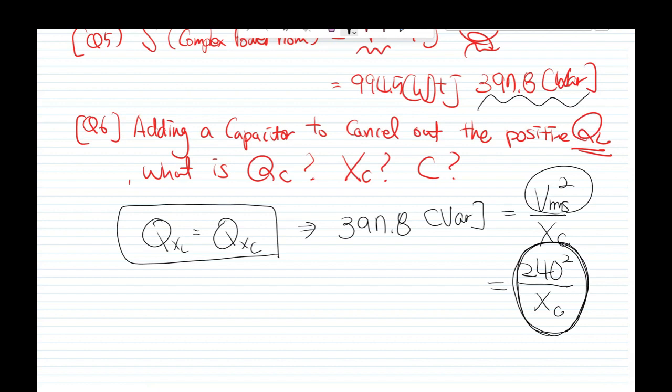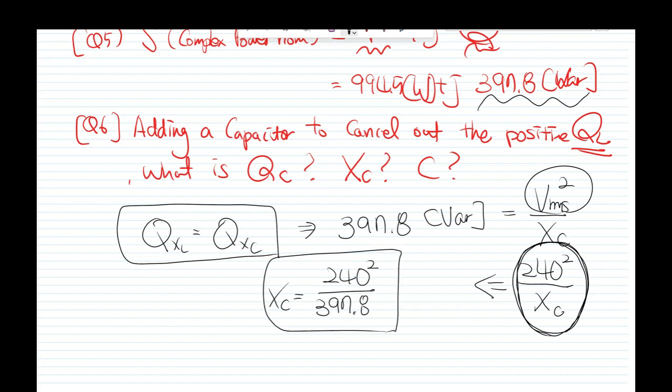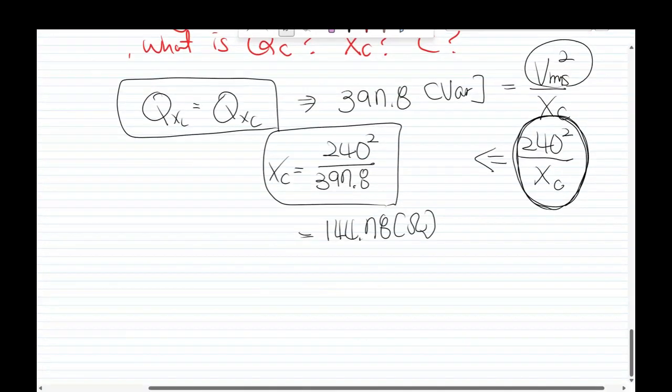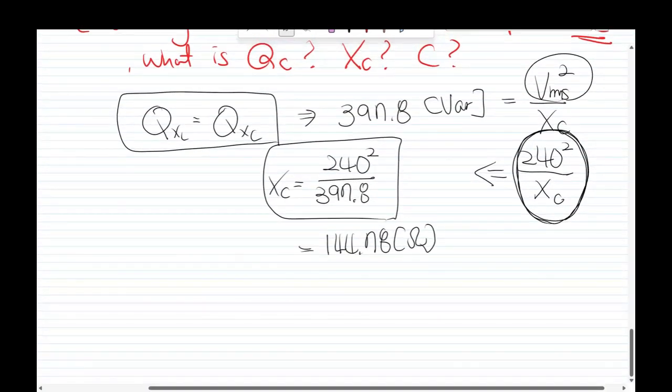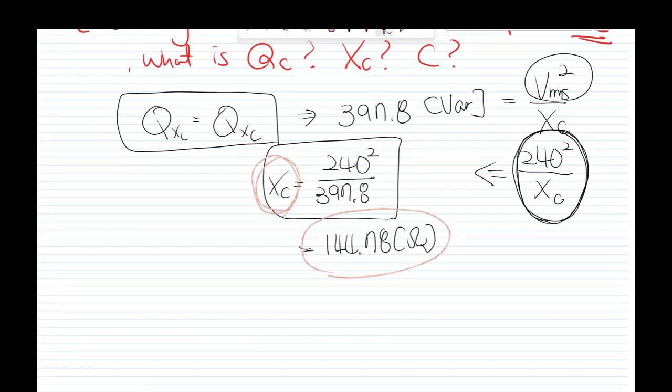So now X sub C is 240 squared over 397.8. After calculations, that is 144.78 ohm. That is the answer for this one.